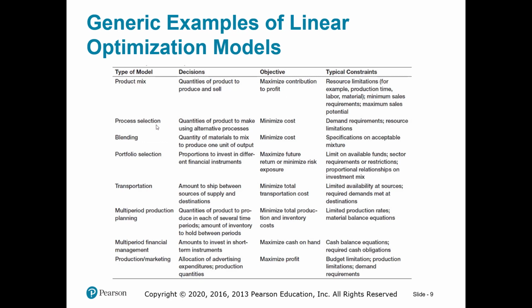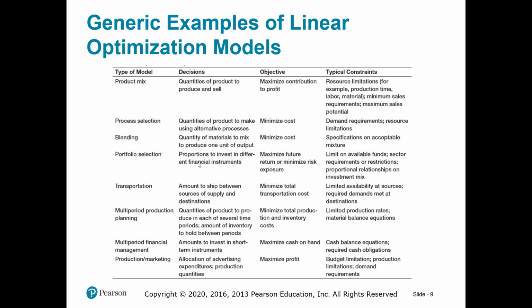We might have process selection, very similar. How much of the product do we make using different processes? Blending a product: how much of each material should we use to produce a unit of the output product? Portfolio selection, that's an interesting finance application. We want to maybe maximize reward while minimizing risk. So we want to decide how much we invest in each sector of the market, or how much we invest in stocks, how much in bonds.